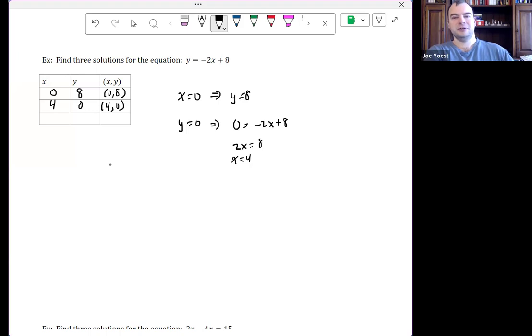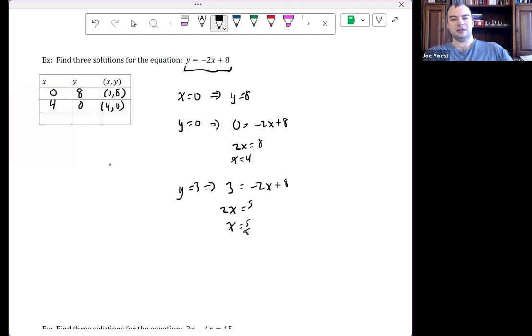Now we need to find another one. And I probably don't want to use something like y equals 3. I can kind of see that my right-hand side for integer entries is going to be an even number, and that's not going to mesh so well, right? 3 equals negative 2x plus 8. Add 2x to both sides, subtract 3 from both sides, I have 2x equals 5. X equals 5 halves. That's not a super nice point to work with.